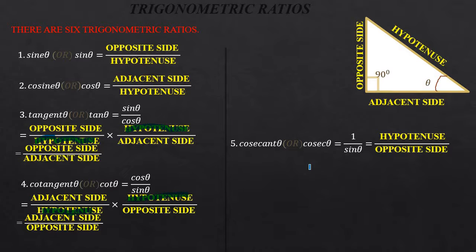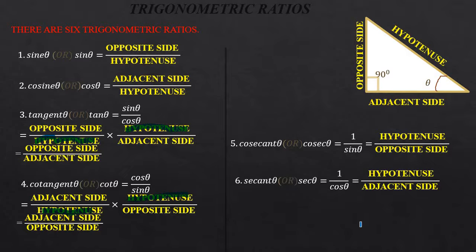The fifth one is the reciprocal of sin theta. This is called cosecant theta, or in short cosec theta. So we know the reciprocal of sin theta is hypotenuse by opposite side. The last one is the reciprocal of cos theta. This is called secant theta, or in short sec theta. So we know the reciprocal of cos theta is hypotenuse by adjacent side.